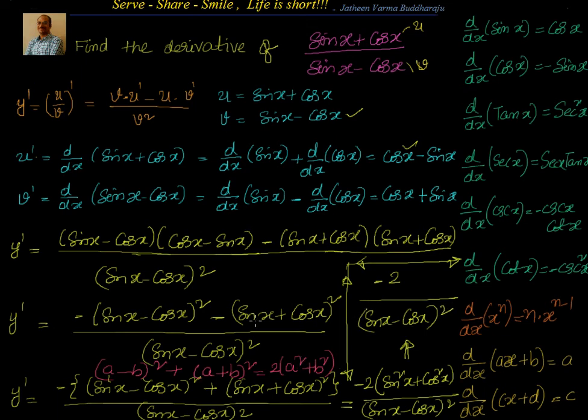So that's the derivative of sin x plus cos x by sin x minus cos x. What we have done: we have applied the individual derivative formulas and found the derivative of sin x plus cos x and the derivative of sin x minus cos x. Then we substituted in the quotient rule. We know u, v, u dash, v dash. A little bit of simplification will give you the answer as minus 2 divided by sin x minus cos x whole square.